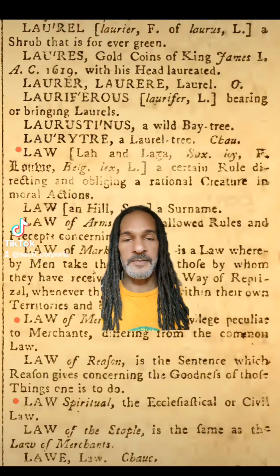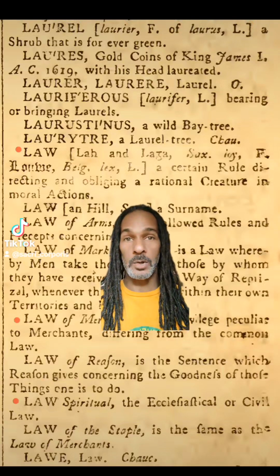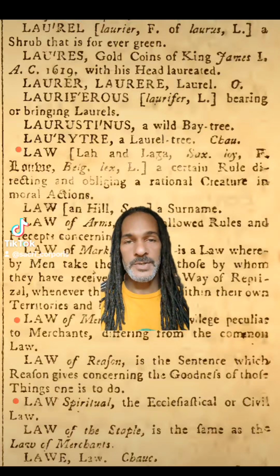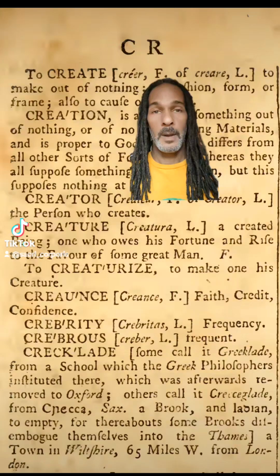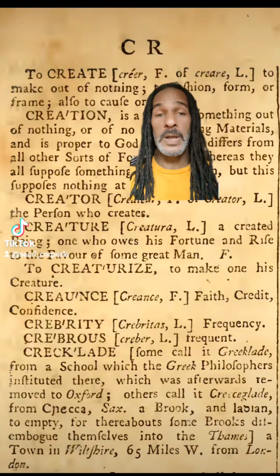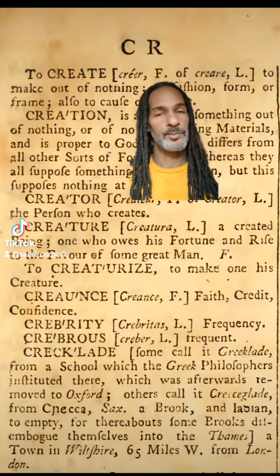Here, law is defined as a certain rule, directed and obliging a rational creature in moral actions. So what's a creature? A creature is defined as a created being, one who owes his fortune and rise to the favor of some great man.